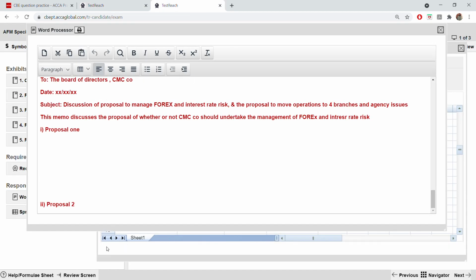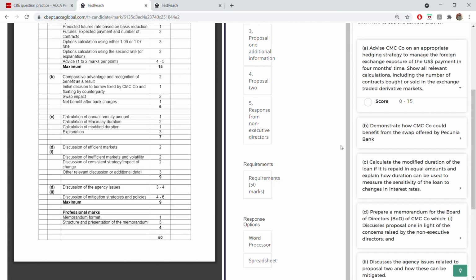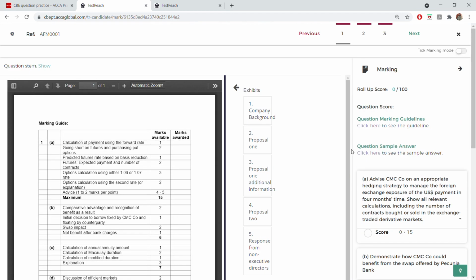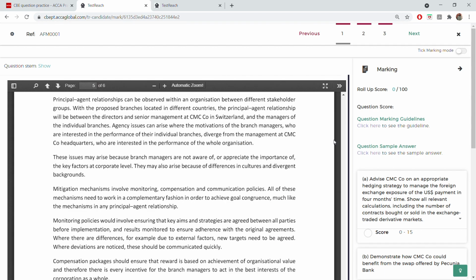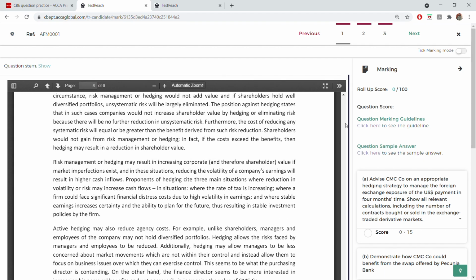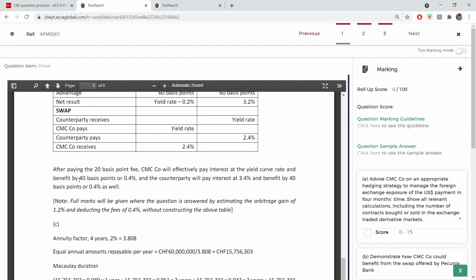Wait, let me take you through the answer. It is this one. This. You're writing it here. After the bank charges, what is the benefit? Okay, for that you are getting marks.